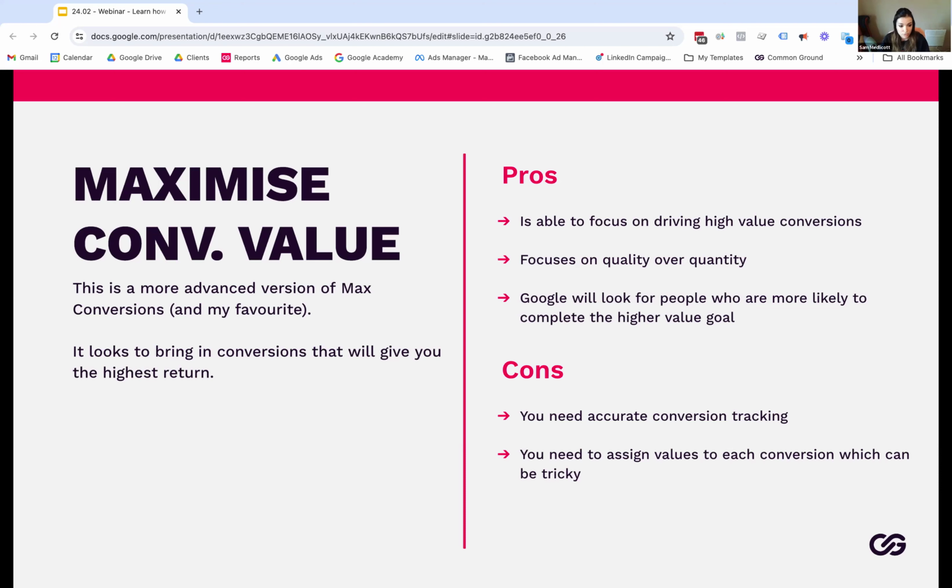Again, accurate conversion tracking is really needed here, and you do need to assign values to each conversion, which can be tricky. I'm going to run through the steps later on, because it's not as easy as some might think, especially when it's B2B SaaS. Prices vary and can differ between each sale, so it's not as easy as saying, oh yeah, a book a demo is worth £100. It's not always like that.